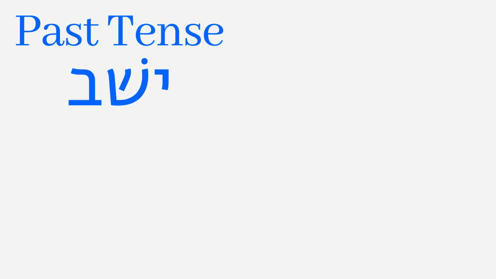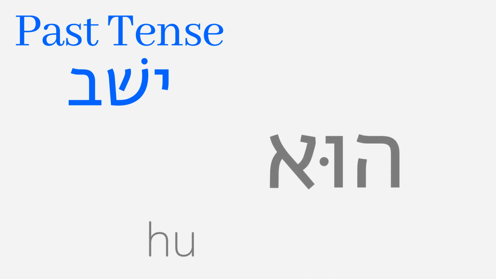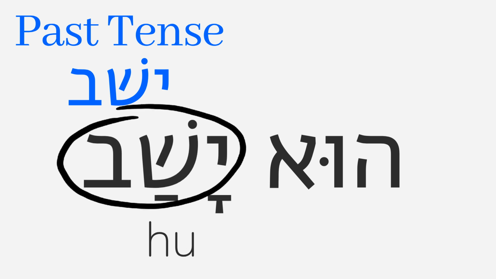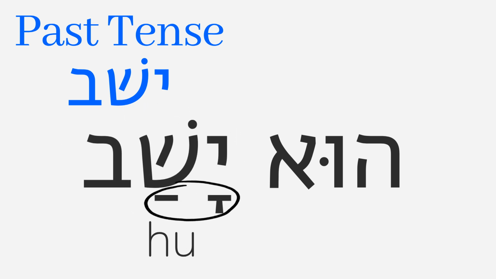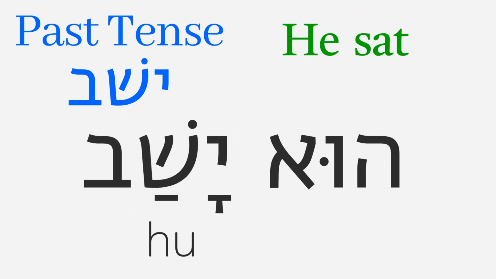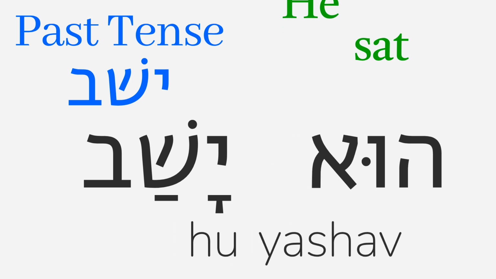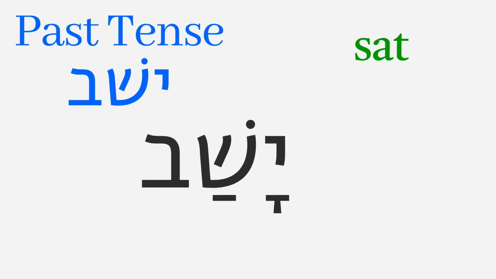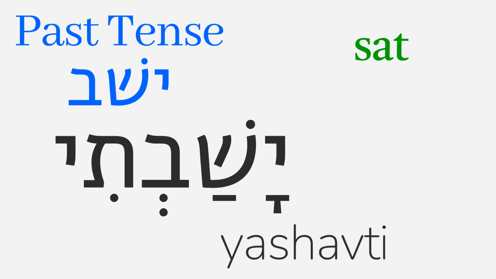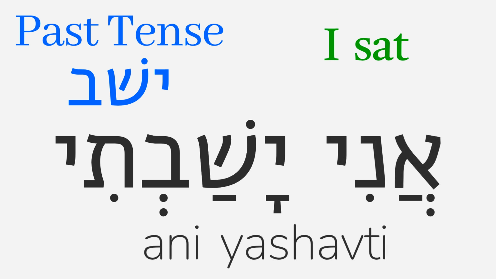The Hebrew past tense has a different form for every pronoun. The form with the pronoun hu, he, is the simplest. It is just made with the 3 letters of the root, with a kamatz and a patach. That means he sat is hu yashav. We can add endings onto this hu form, yashav, to make the other forms of the past tense. Adding the ending ti, we get yashavti, which is used with the pronoun ani, I.